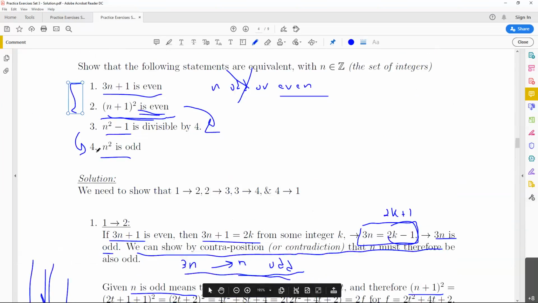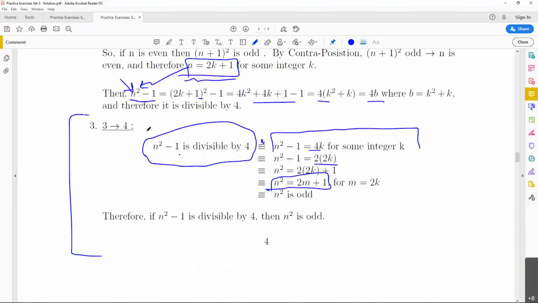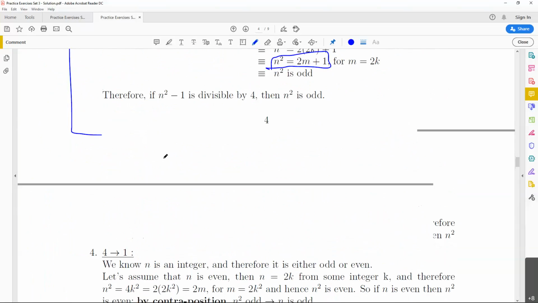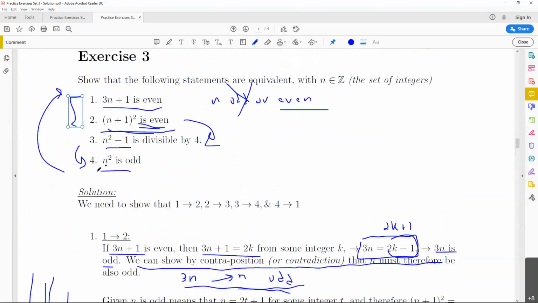Last one, n squared is odd. Can we get that 3n plus 1 is even? I think here we're going to use the whole eliminating idea. This may be one of the easier cases to see. N squared is odd, right? So there's no way that n is going to be even, because if n is even, then it's going to be 2k times 2k, which is definitely even. So n squared is no longer odd. So prove that n can't be even, n has to be odd, and just plug in what you're trying to prove, and it's done.